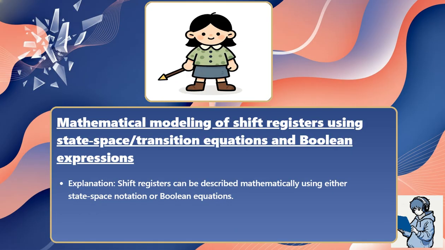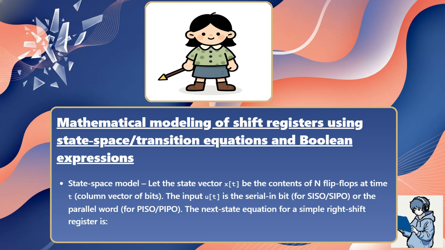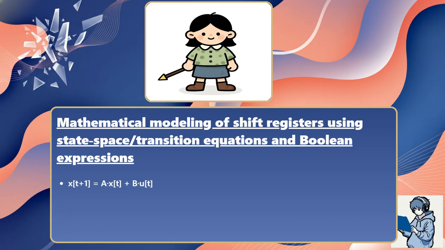Explanation: shift registers can be described mathematically using either state space notation or Boolean equations. State space model: let the state vector x of t be the contents of n flip-flops at time t, a column vector of bits. The input u of t is the serial in bit for SISO/SIPO or the parallel word for PISO/PIPO. The next state equation for a simple write shift register is x of t plus 1 equals A times x of t plus B times u of t.